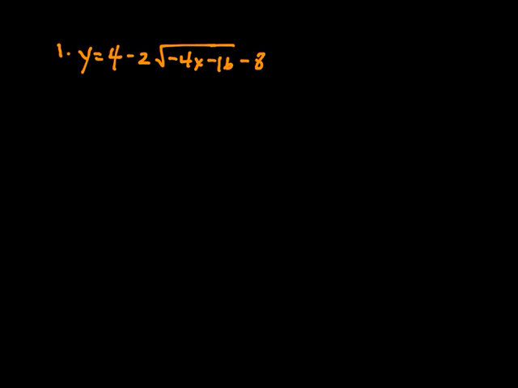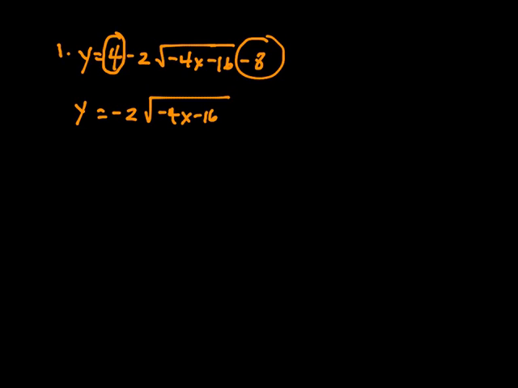Okay, first, we need to somehow, let's see, simplify this. It's all a mess. So we have a 4 here and a -8. We can combine those. So we have -2 square root of -4x minus 16 minus 4. Now, the coefficient of x is not 1, it's -4, so we need to factor that out. So we have -2, the square root of -4, and then x plus 4 minus 4.